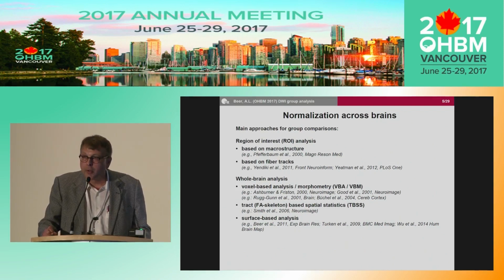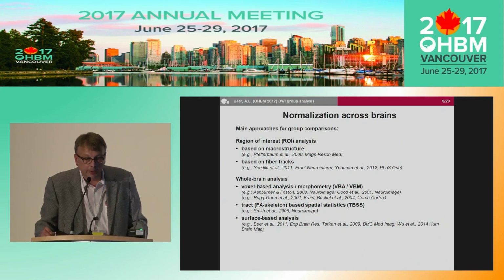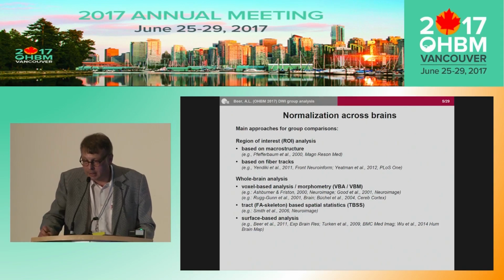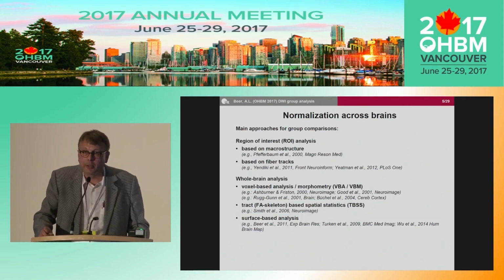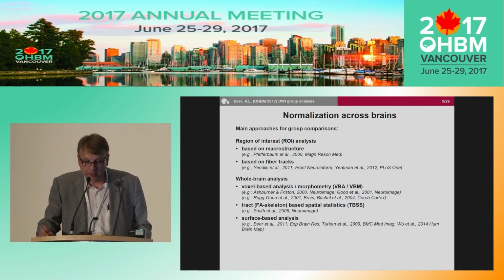Or you can choose a more general approach, a whole brain analysis approach, and here you have basically the choice among three options. You can pursue a voxel-based analysis or voxel-based morphometry approach. You can do the so-called tract-based spatial statistics, called TBSS. Alexander Lehmann this morning has briefly mentioned that. And one approach that I hope I can convince you is a very meaningful approach for diffusion analysis, that is a surface-based analysis.